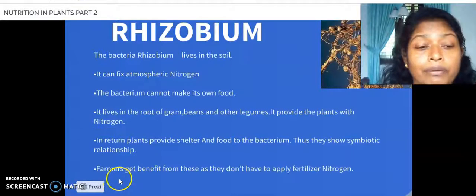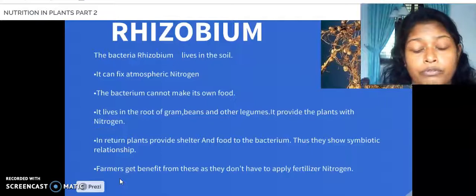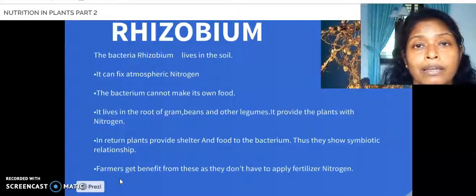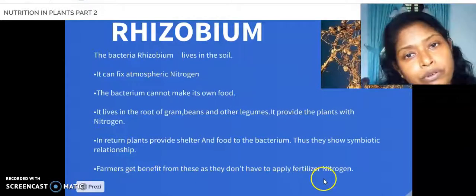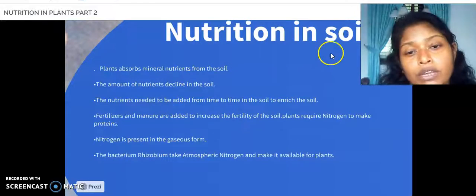What benefit does the farmer get? The farmer does not have to always add manure or fertilizer into the field. They can have a crop rotation, or on the sides of the field they can grow this pulse plant. This plant can provide a rich amount of nitrogen in the soil, so the next plant grown in its place can have a large amount of nitrogen. The farmer benefits because they don't have to apply fertilizers, and these rhizobium fix the nitrogen in the soil.